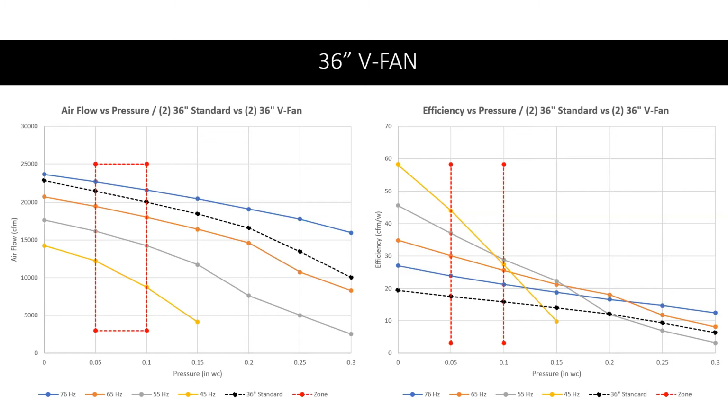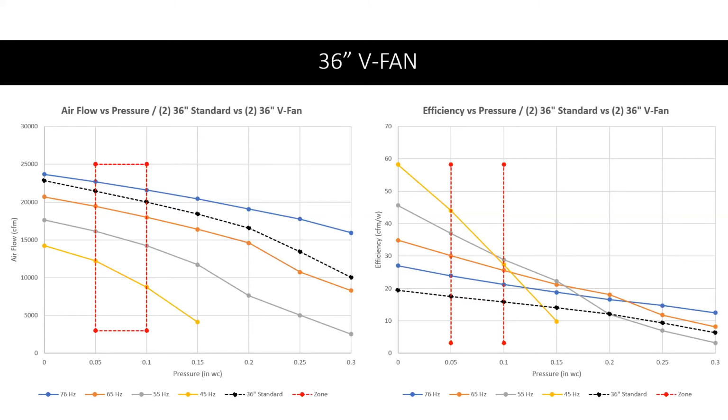On the left, the dashed red rectangle I have sketched there is a common minimum ventilation zone. Typically in minimum ventilation, we're at 0.05 to 0.1 inches of water column or somewhere in that range. And if you go vertical, we're at around 3,000 CFM at the low horizontal line, up to about 25,000 CFM. So you can see our two fans plotted in there would fit within that range.